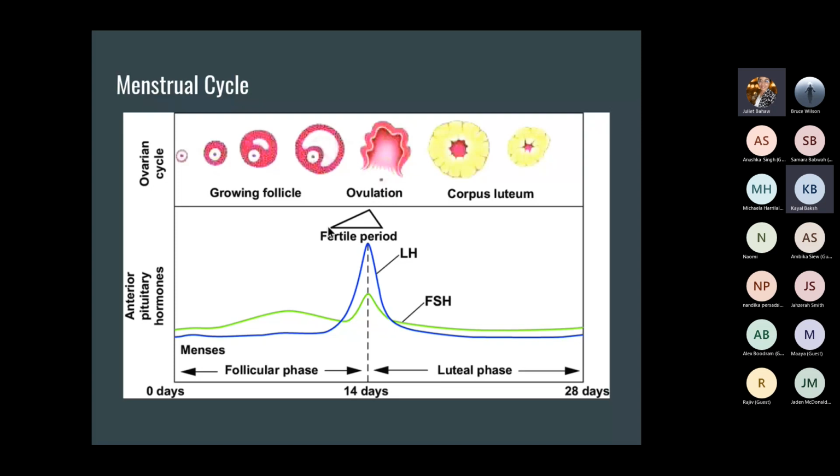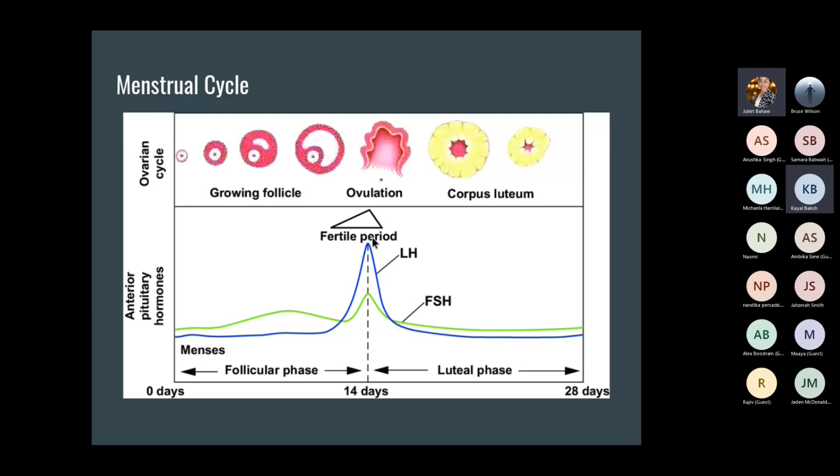Now we call this the fertile period, meaning you have a high chance of becoming pregnant. Notice it's not directly on day 14. It could be about 2 days before day 14 to 2 days after day 14. That is a little window in which, if the person has unprotected sex and a sperm cell is able to swim and meet the egg, then fertilization can occur.